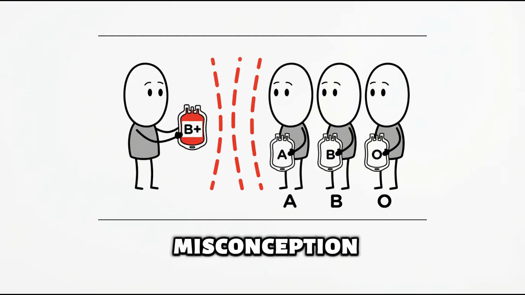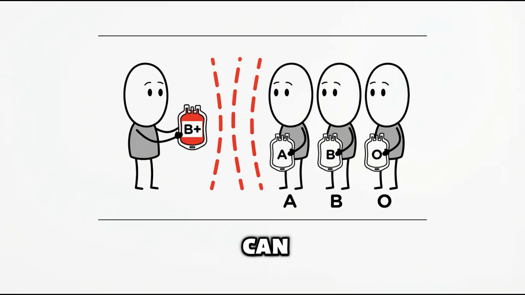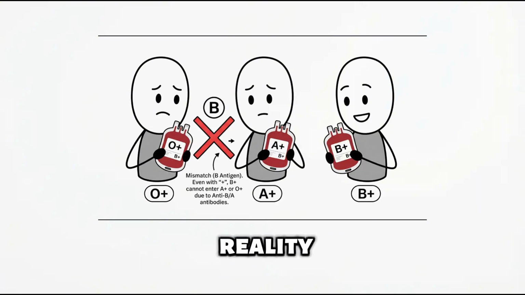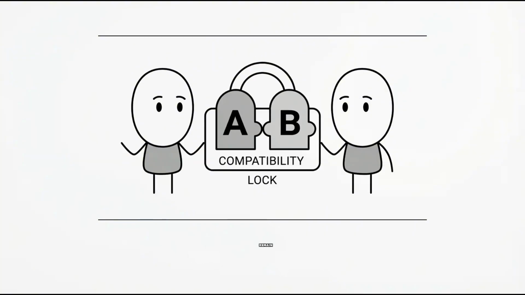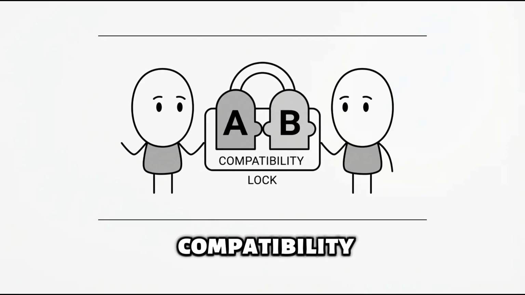A common misconception is that anyone with a plus sign can donate blood to anyone else who is Rh positive. In reality, B plus red blood cells cannot be given to an A plus or O plus recipient simply because both are Rh positive. The A and B antigens remain a crucial part of compatibility.